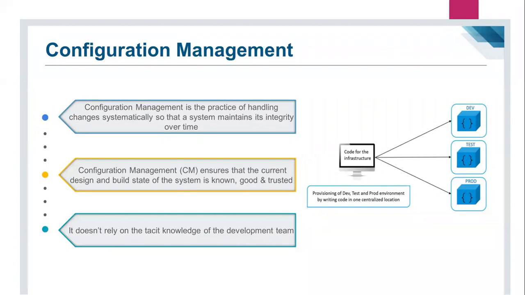So CM, the configuration management, what it will do is make sure that the current design and build state of that entire system is really deployed automatically, and at a regular interval it will verify whether it is known to be good or known to be trusted based on the expectations from the application point of view. Now, why do we do that? We can do that manually also, no?